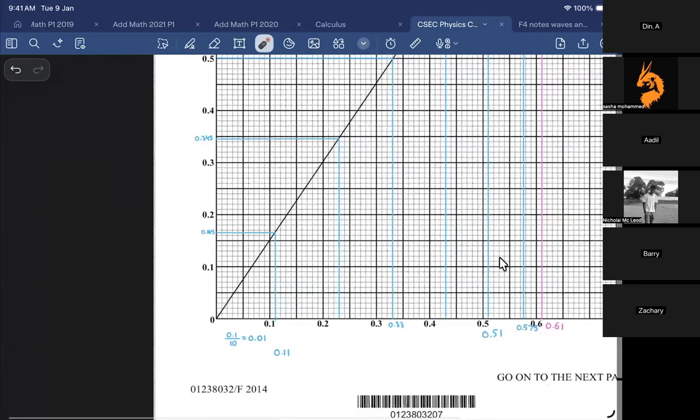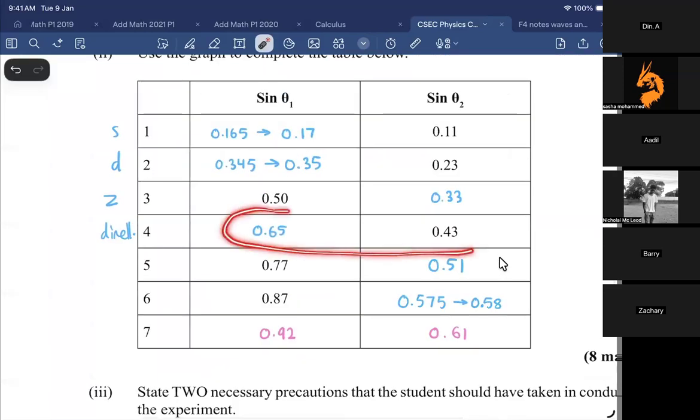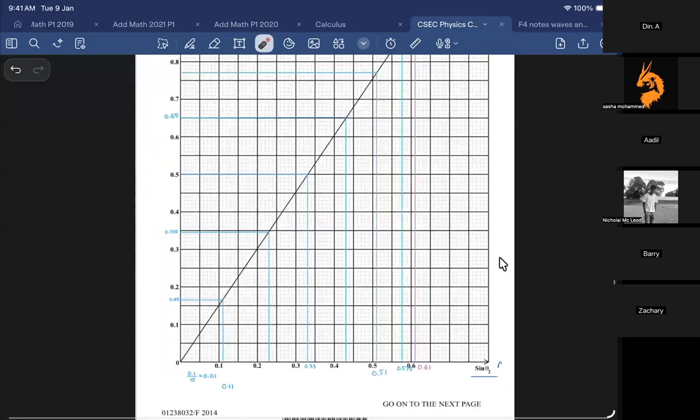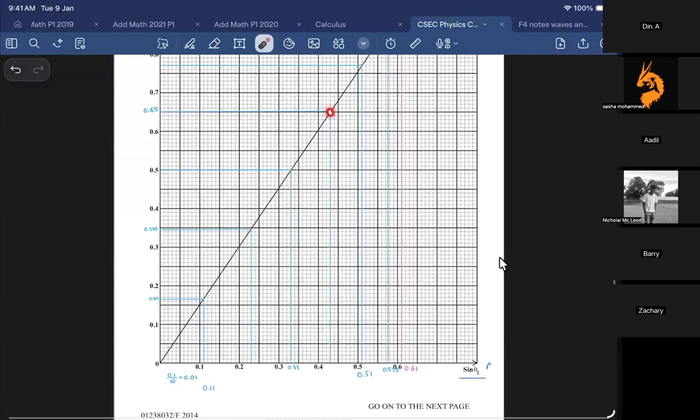Okay, maybe I should do a more obvious one. What about 0.65, 0.43? Right, watch. 0.43, 0.65. You seeing that? So do you understand that all of those pairs of values are just points on the graph? Yes or no?